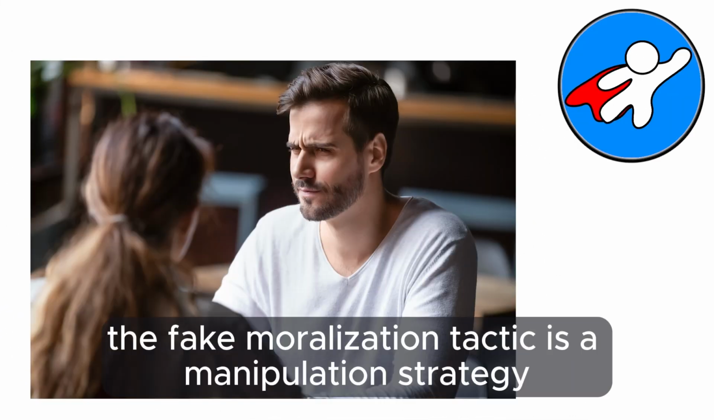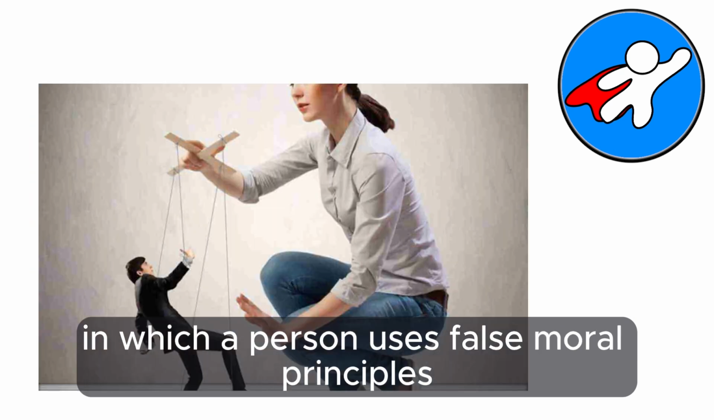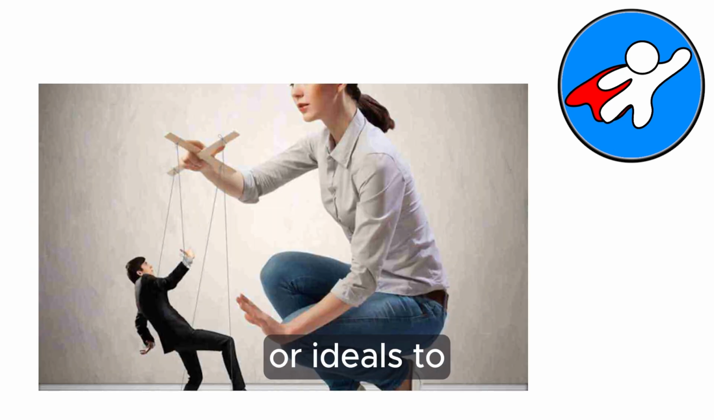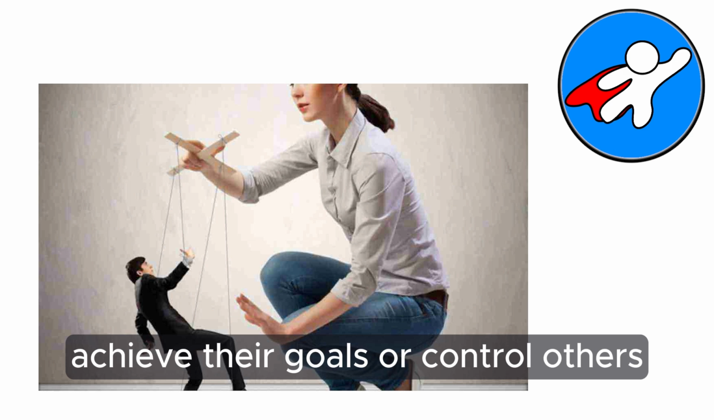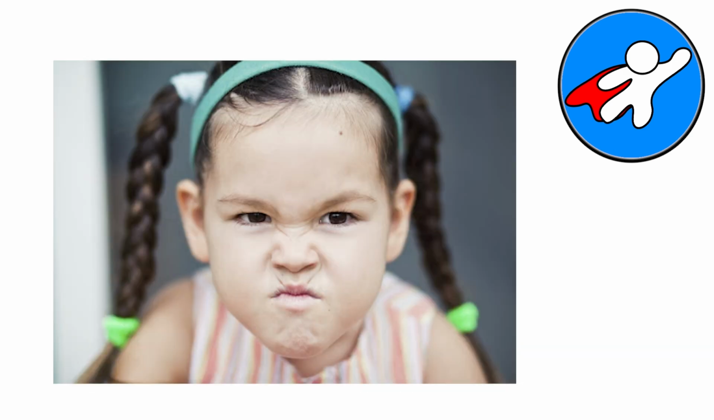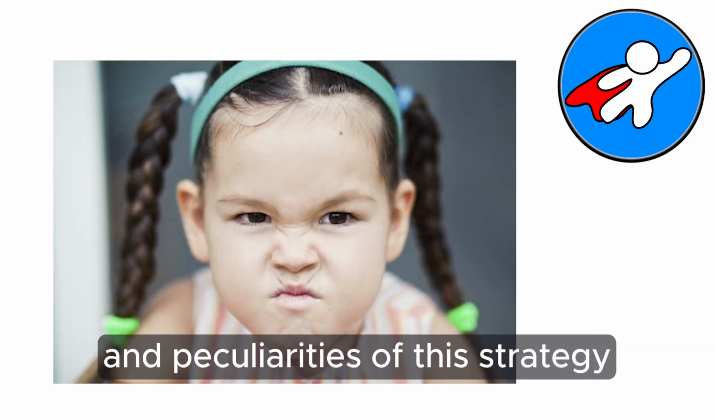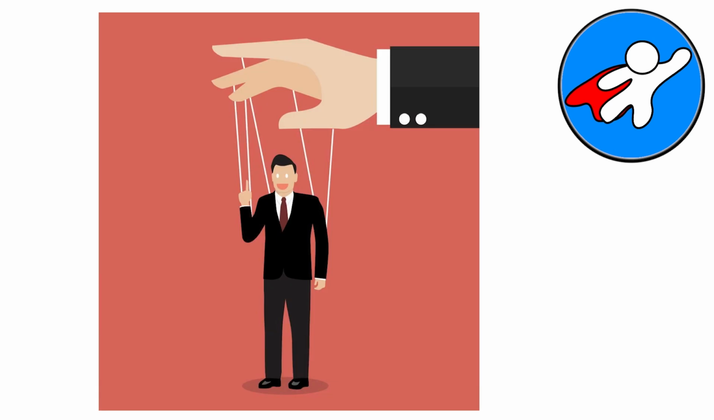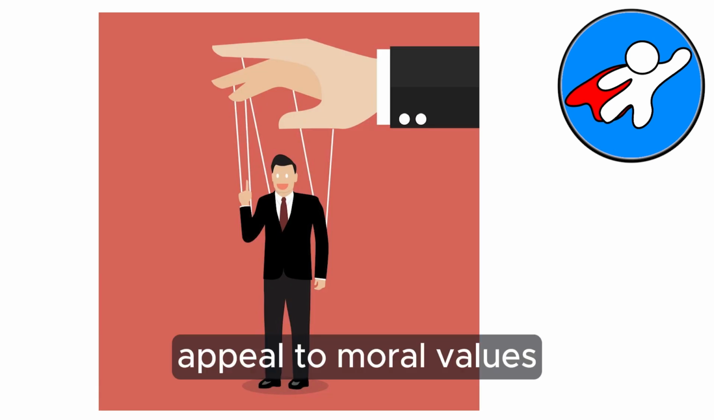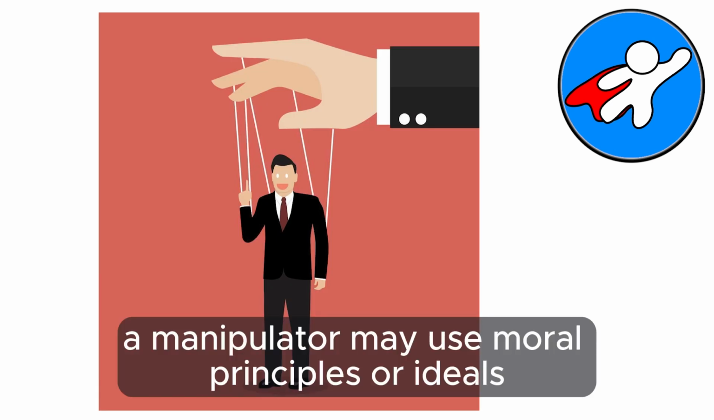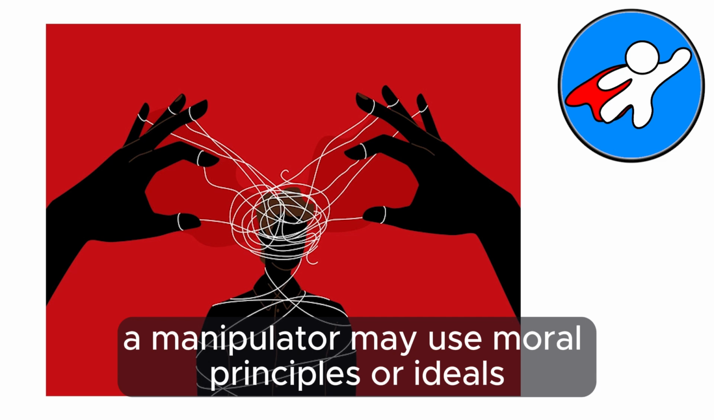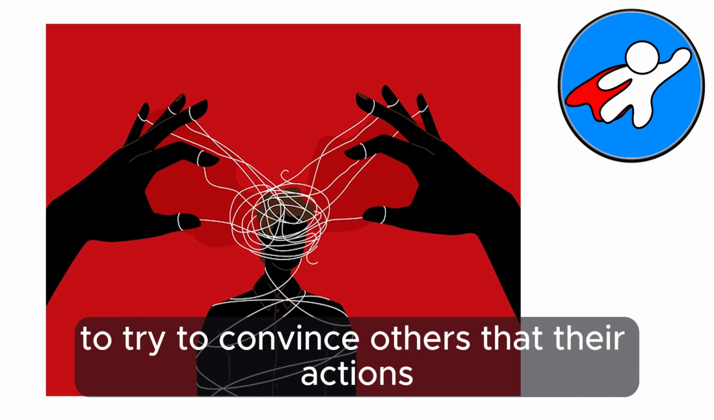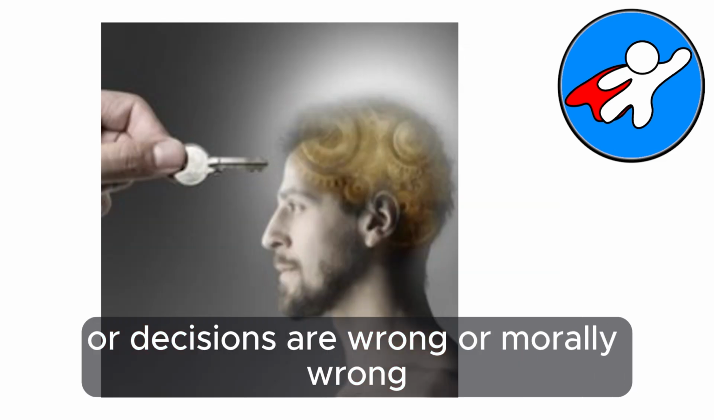The fake moralization tactic is a manipulation strategy in which a person uses false moral principles or ideals to achieve their goals or control others. Here are some of the features and peculiarities of this strategy. Appeal to moral values. A manipulator may use moral principles or ideals to try to convince others that their actions or decisions are wrong or morally wrong.